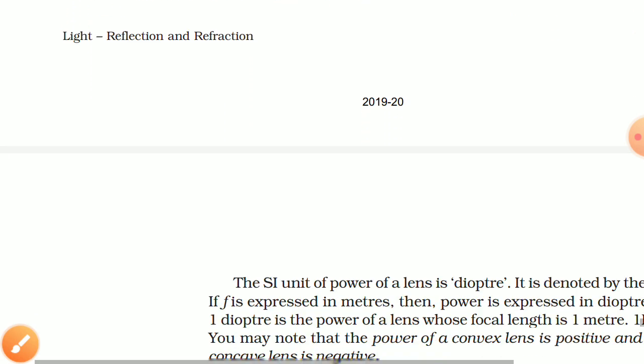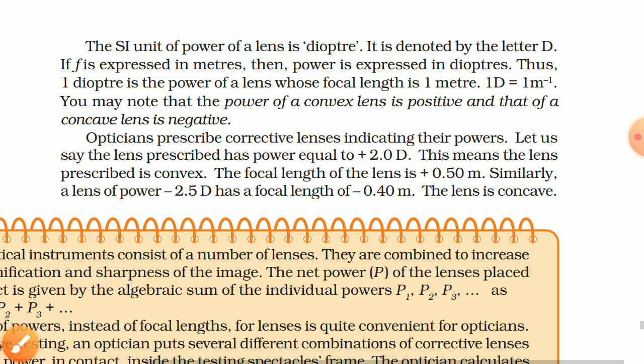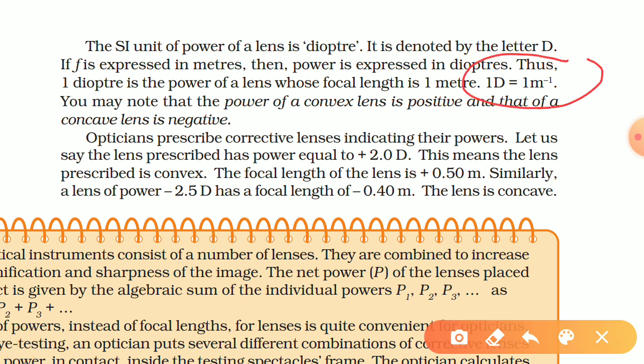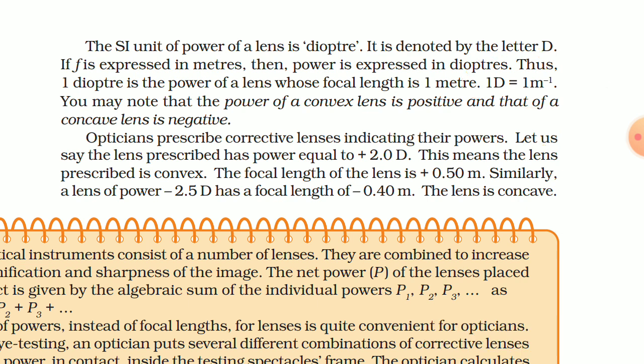because it is inversely proportional to focal length f. The SI unit of power of a lens is the diopter. It is denoted by the capital letter D. Now if f is expressed in meters, then power is expressed in diopters. Thus 1 diopter is the power of a lens whose focal length is 1 meter. So 1 diopter is equal to 1 meter inverse. Okay, 1 upon m, so we can write it as meter inverse.